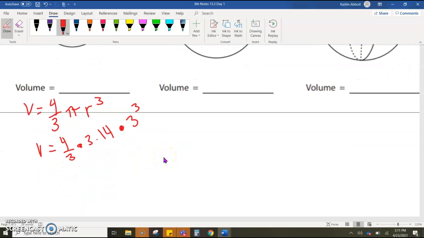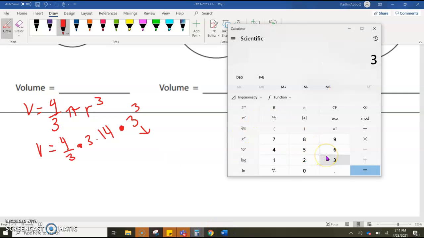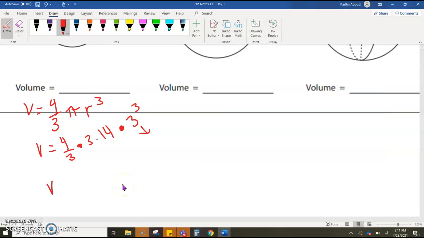Okay, so now let's solve that 3 cubed. 3 times 3 times 3. So in the calculator, you could do 3 and this button to the power of 3 gets us 27. Or you could do 3 times 3 times 3, 27. So now volume equals 4/3 times 3.14 times 27. Okay, so now we're going to do 27 times 3.14 times 4 and then divide it all by 3.